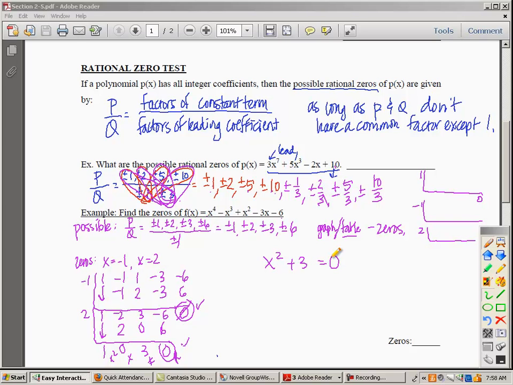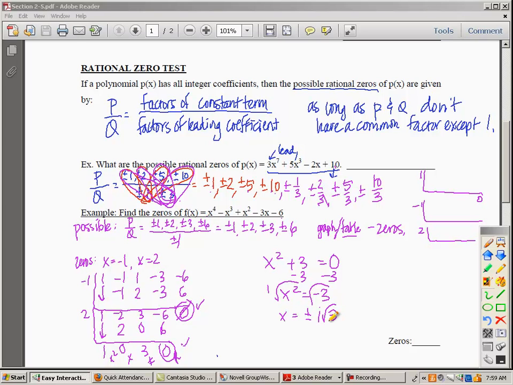This really goes back to the intro. I can just subtract 3. x squared is -3. When I square root, I get a positive and a negative. I square root of 3, because you can't square root the 3.